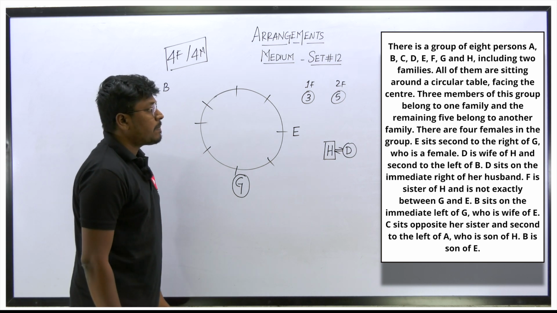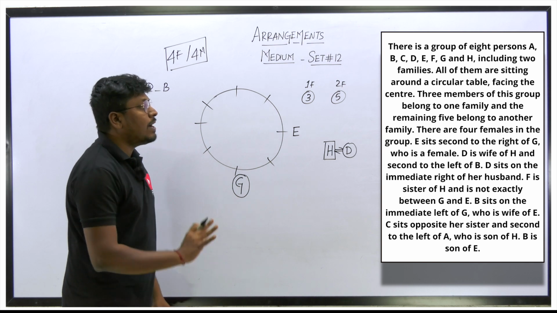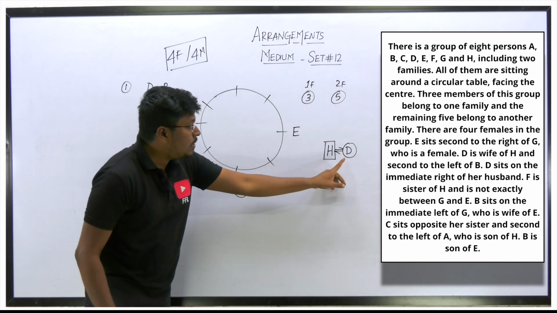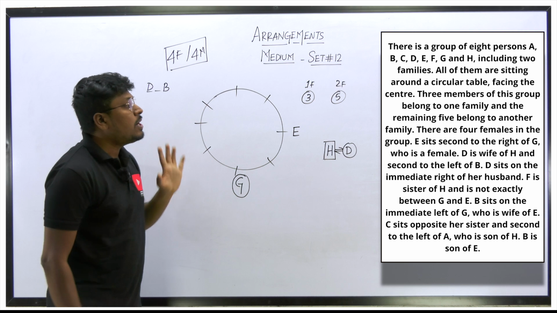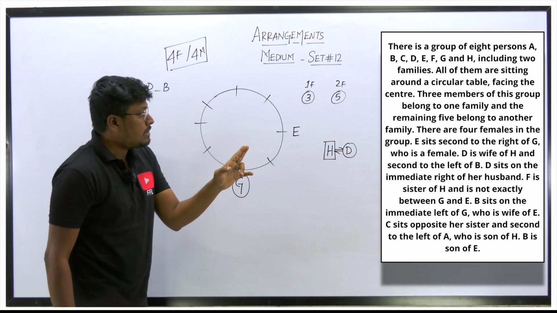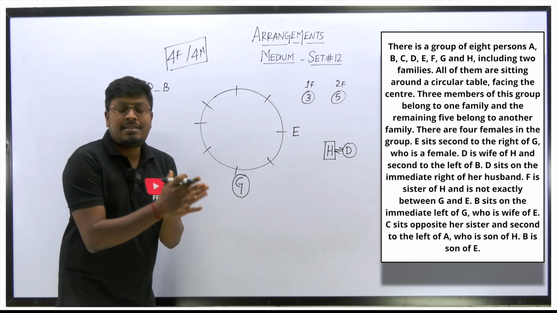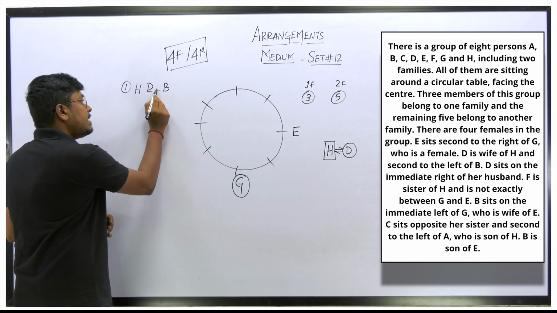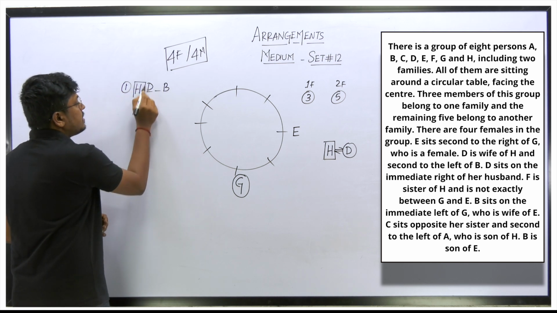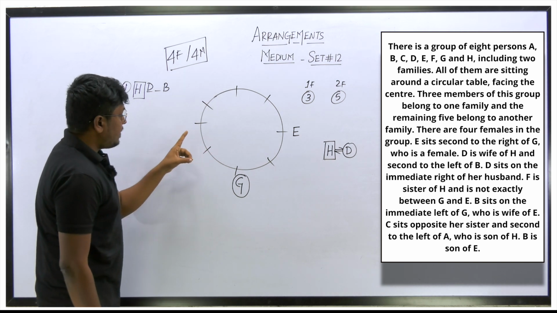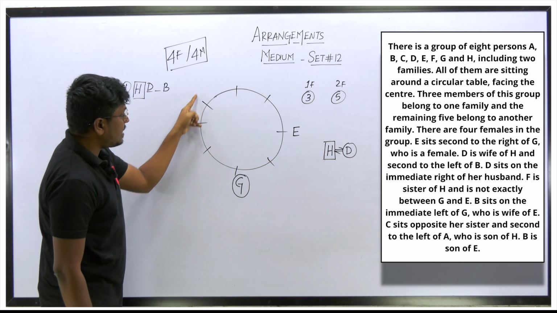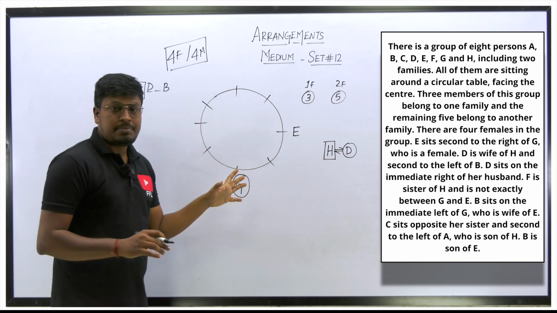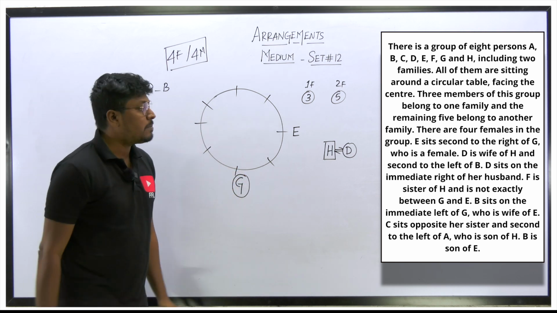The next point is, D sits on the immediate right of her husband. Just see here, the person D is sitting immediate right of her husband. We already know that D's husband is H. So according to the next point, D sits on the immediate right of the husband. That is, on H's right hand side, immediately D is sitting. D's right hand side, at the second place, B is sitting. We know that the person H is a male. If I fix H here, this will be D. If I fix H here, again we are getting many possibilities, right? We don't want to fix the persons in the arrangement. Let me take it as a clue and we can move on to the next point.